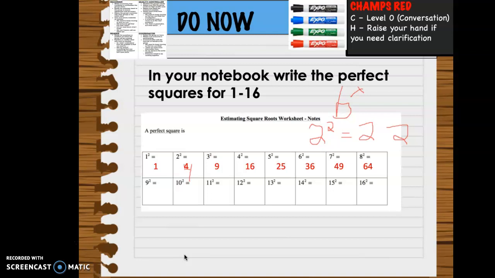Go ahead and check your bottom row with mine as well. It's very key that you have these. If yours is not correct, pause the video and go ahead and correct yours. You will be using this as a table to determine what the root will be between which numbers.